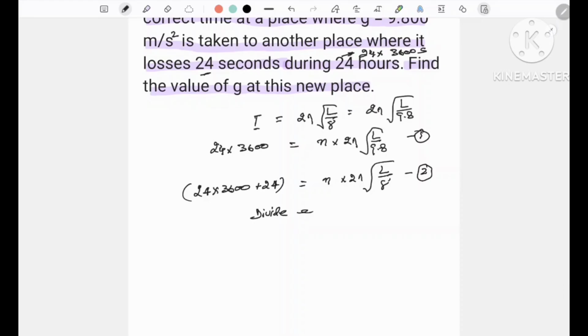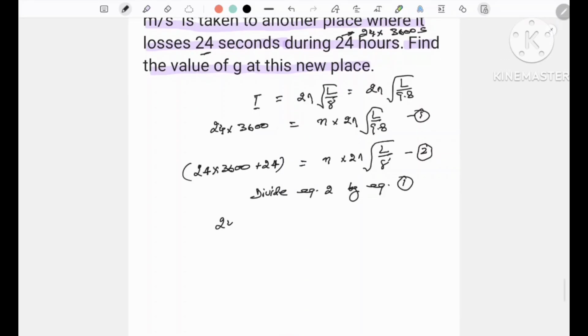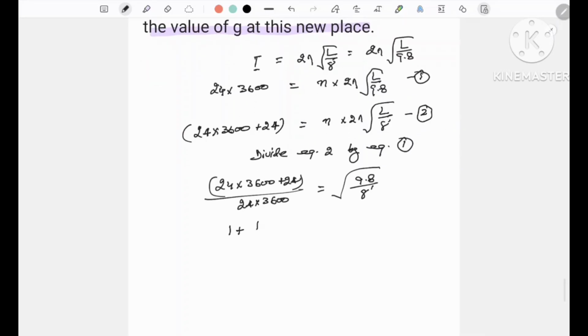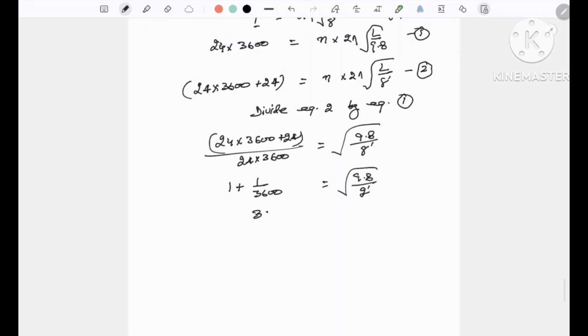Divide equation 2 by equation 1. 24 into 3600 plus 24 by 24 into 3600 will be equal to root of 9.8 by g dash. 1 plus 1 by 3600 is equal to root of 9.8 by g dash. 3601 by 3600 is equal to root of 9.8 by g dash.